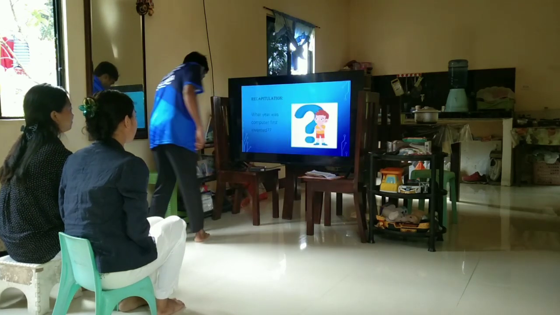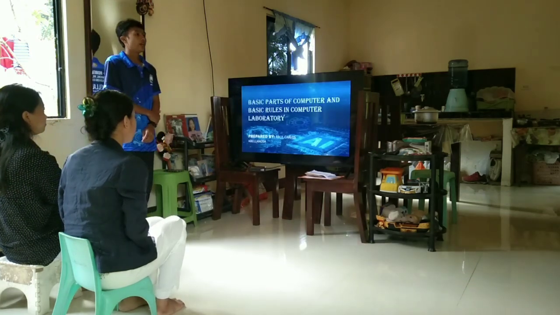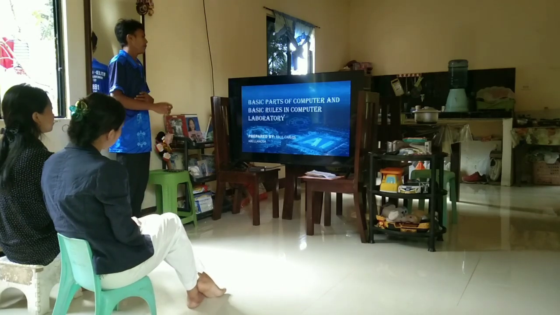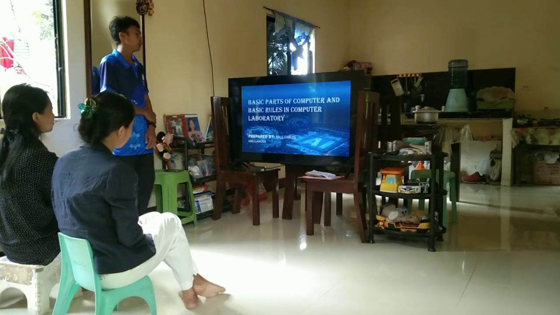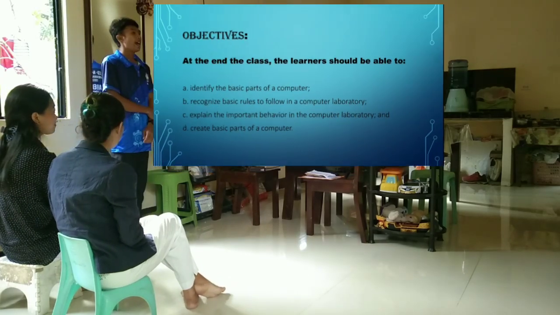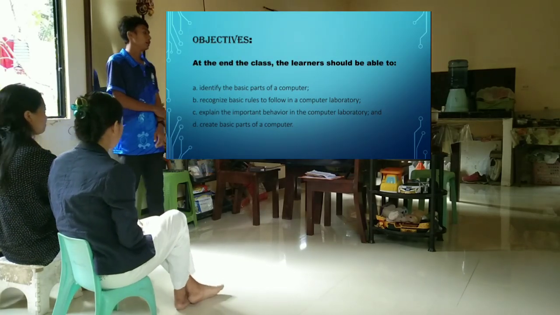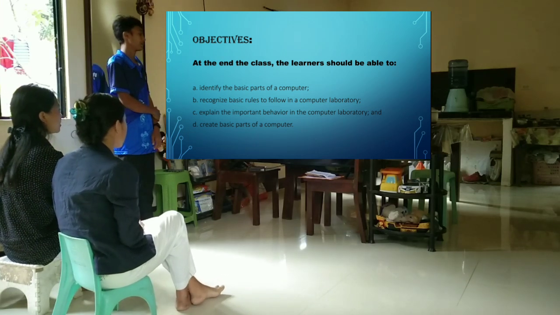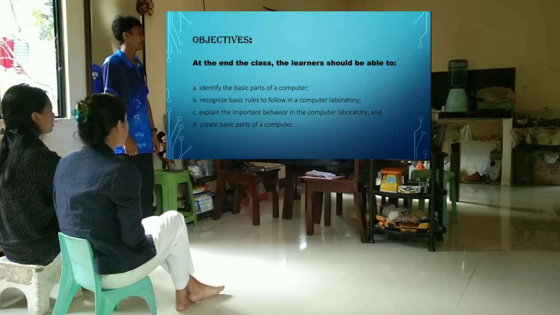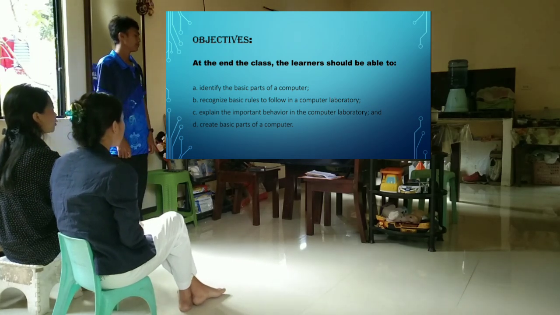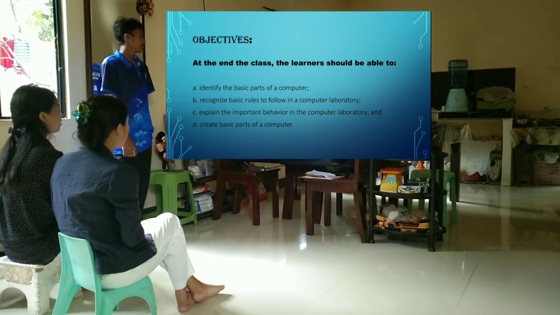And in continuation of our discussion last meeting, we will proceed to the basic parts of a computer and the basic rules in the computer laboratory. So, at the end of this discussion, you are expected to be able to, please read the objectives. Identify the basic parts of a computer. Recognize basic rules to follow in a computer laboratory. Explain the important behavior in the computer laboratory and create basic parts of a computer.